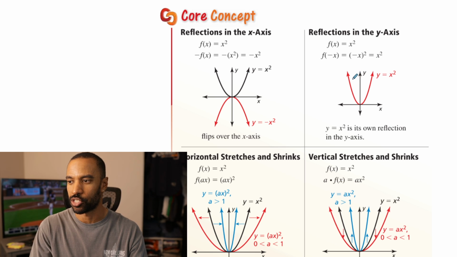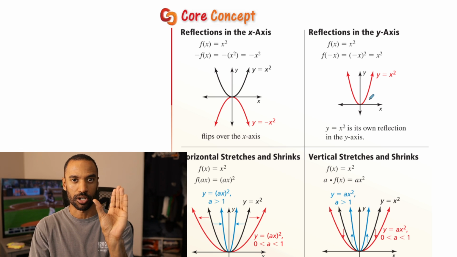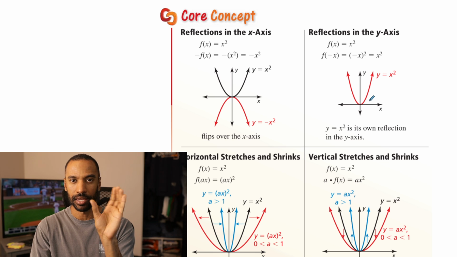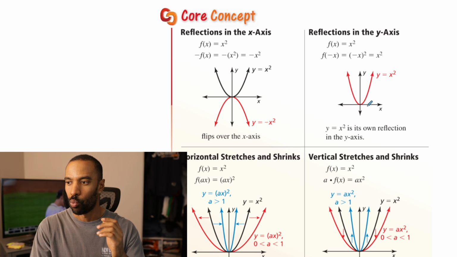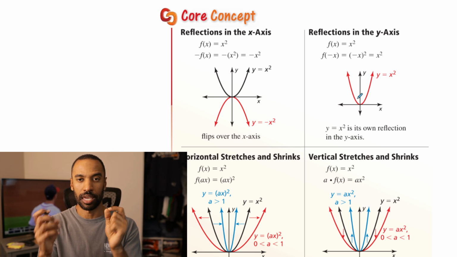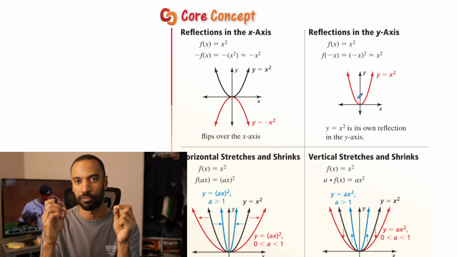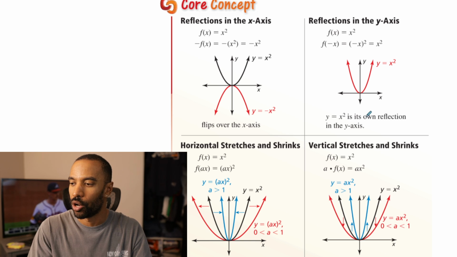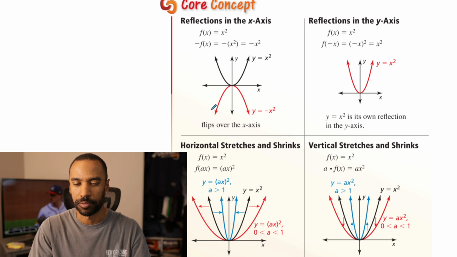Reflection in the y-axis is quite interesting because the original graph and the reflected graph are both the same thing. These parabolas are symmetrical, so flipping it over this way is not changing the graph at all. 1 squared is 1 and negative 1 squared is 1. They both have the same height and the same distance away from the axis of symmetry. So y equals x squared is its own reflection in the y-axis, whereas this one flips over.